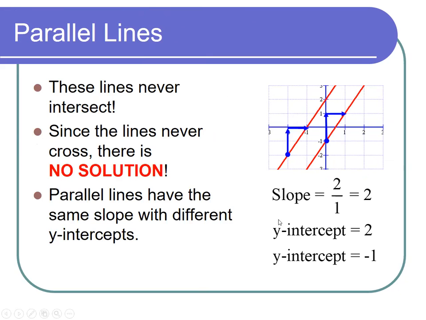We do know that parallel lines have the same slope. As you can see, the first line has a slope of up 2 over 1, and the second line has the same up 2 over 1, which is a slope of 2, but they have different y-intercepts. The first line has a y-intercept of 2, and the second line has a y-intercept of -1. It is that same slope which causes them to never touch.